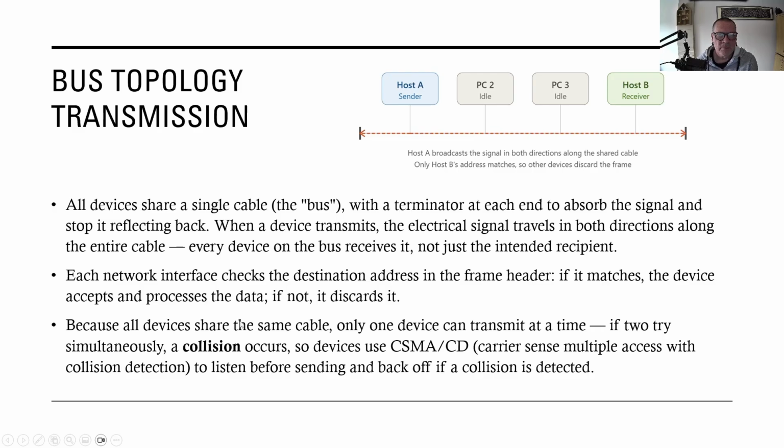Because they all share the same cable, we do have a problem with transmitting packets. If two of them try to send a packet at exactly the same time, then a collision can occur between those packets. There are ways around this. We can use techniques such as CSMA/CD, where they will try to avoid the collisions.